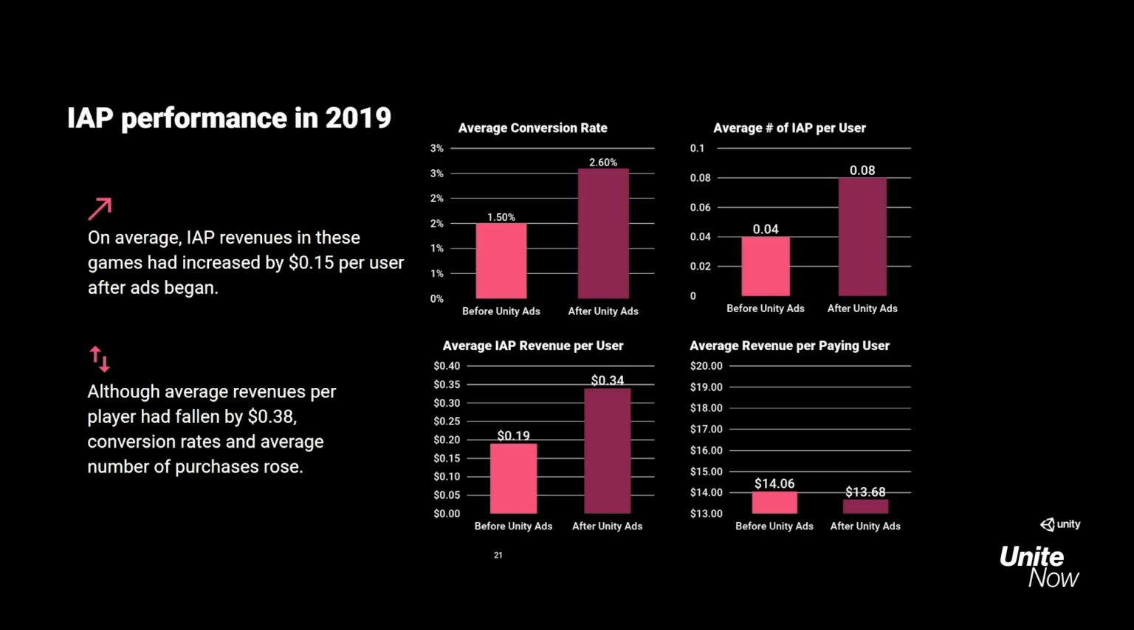So let's see what happened in games that had in-app purchases that weren't running ads before, but then implemented them. If we look at these charts over here, we can see that conversion rate has actually grown by 1.1%. That's a lot. That's actually nearly double to go from 1.5% to 2.6%. So if you remember those conversion rate numbers we talked about earlier, this is a really big increase.